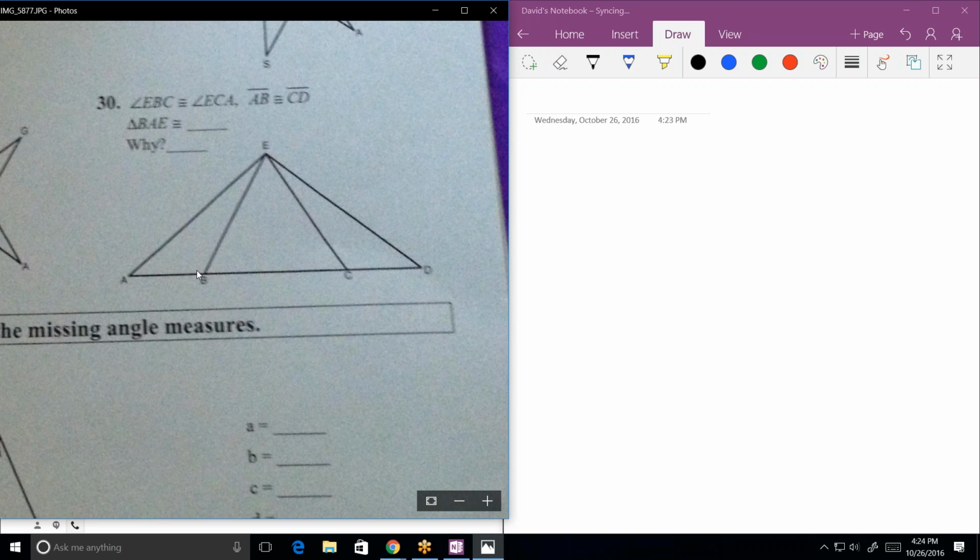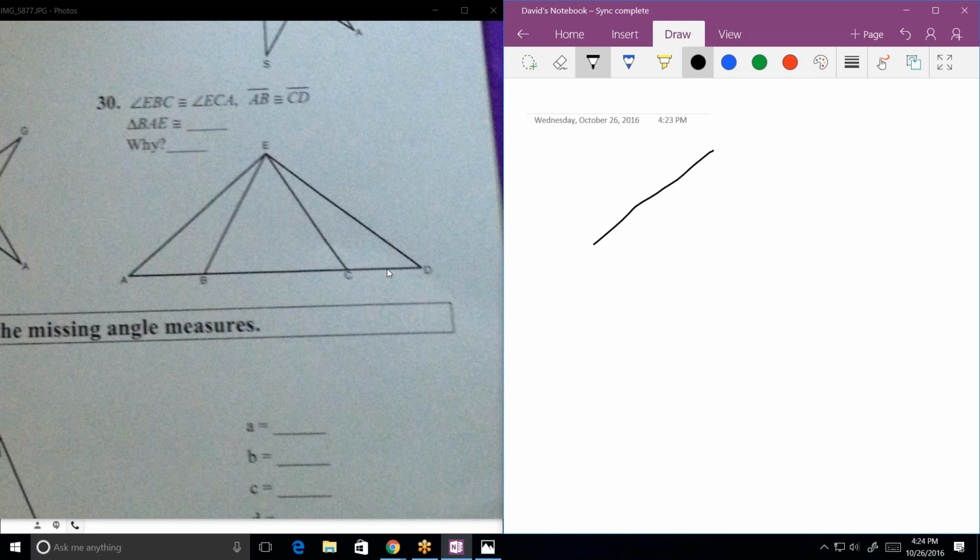EBC is congruent to ECA, and AB is congruent to CD. Yeah, this is another interesting one where this is congruent, I remember.